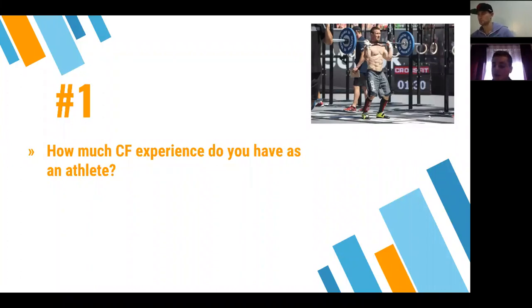As an athlete, Scott, how long have you been doing it? I've been training since 2012. Definition of athlete is very loose. I certainly just enjoy the training. I don't think I'm going to make the games anytime soon, let's put it that way.